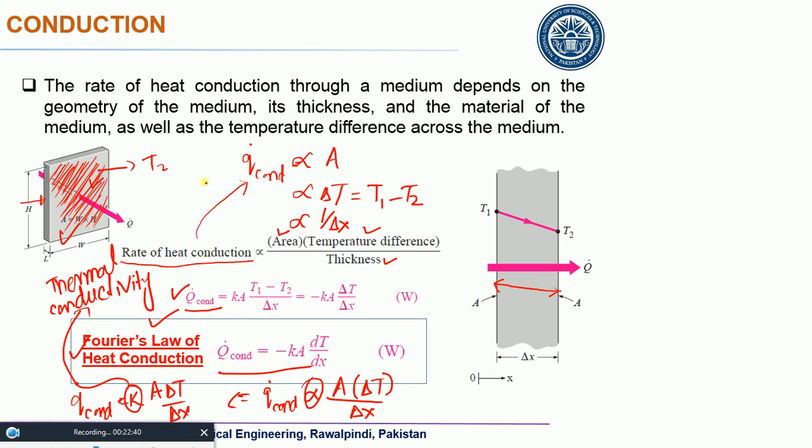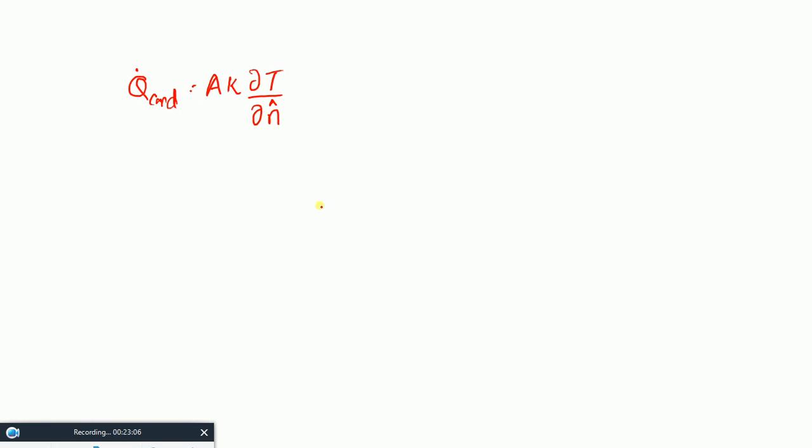area, thermal conductivity, partial T by partial N. Just look at this, partial T by partial X. What is it? This is delta T, the change in temperature with respect to delta X. And delta X is the direction which is normal to this area, isn't it? So what I am saying is that this N is the direction normal to this area.